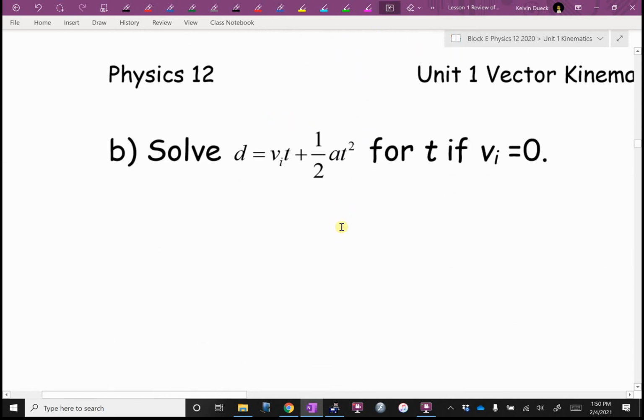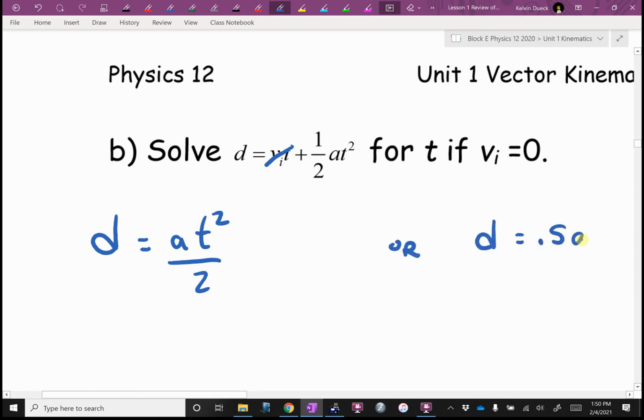How would I get the T by itself for D equals VIT plus a half AT squared? If VI was 0, we did this last year. If VI is 0, we got D equals, and you could either write it as AT squared over 2, or some of you like to write it as 0.5 AT squared. Some of you made the 1/2 into a decimal, 0.5, or you left it as a fraction. What happened to the 1/2 on the left? It's always there. It is 1/2, but does timesing by 1 make a difference at all? That is 1/2 AT squared, but that looks prettier.